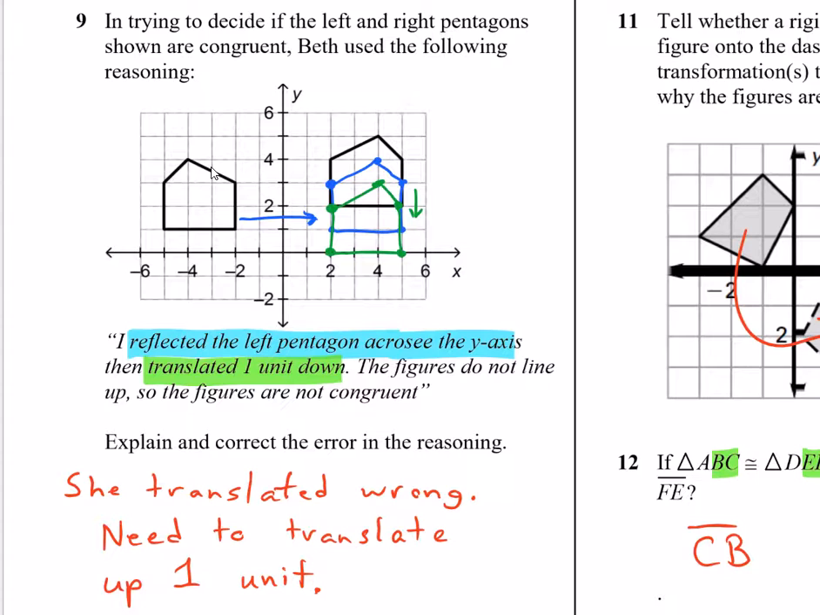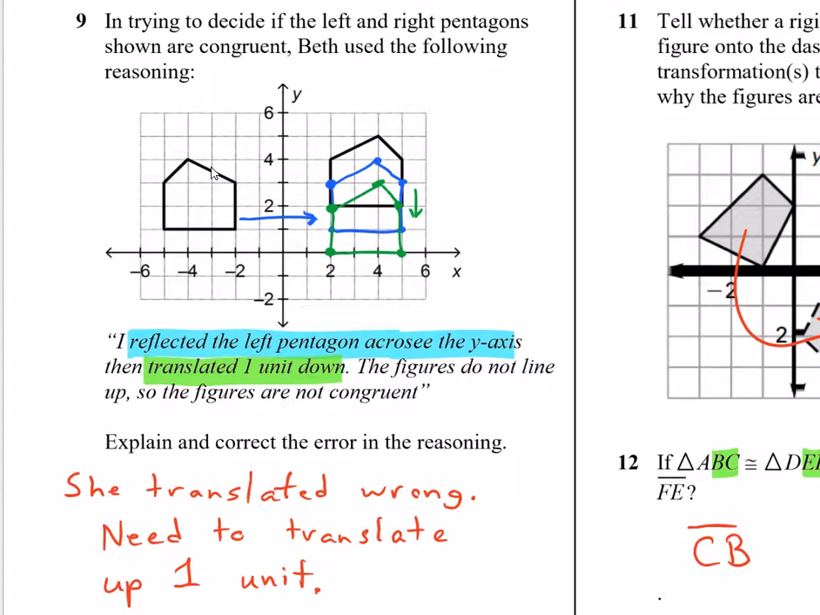However, the problem with that is that it does not mean that these figures are not congruent. Whenever she did this, she just went the wrong direction when she was doing a translation. Instead of translating 1 unit down, she should have translated that figure 1 unit up. What she was describing was if she was going from the right figure to the left figure, then that would be the way that you would work it. But in order to explain this, we just need to say she translated wrong. She needs to translate 1 unit up instead.